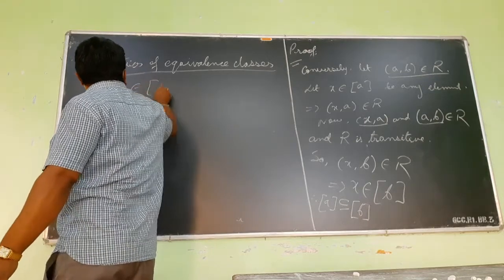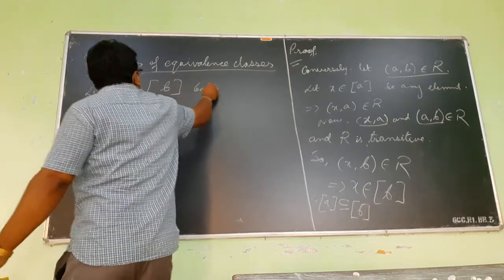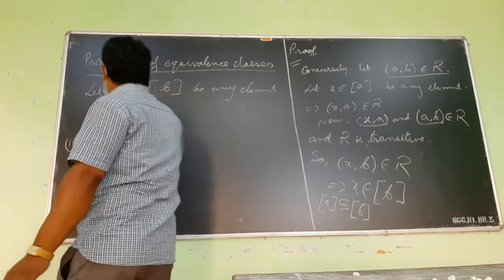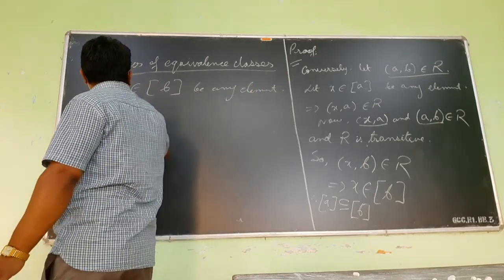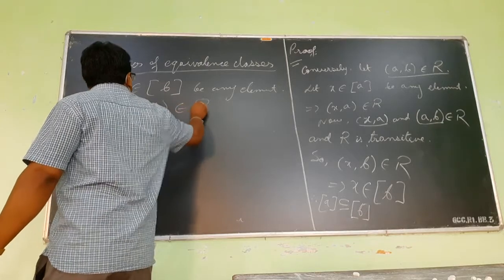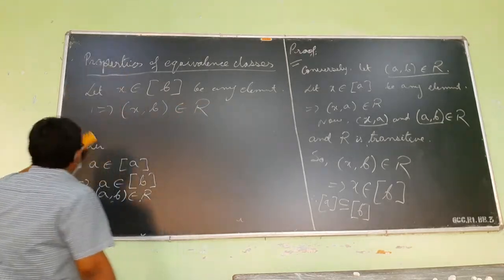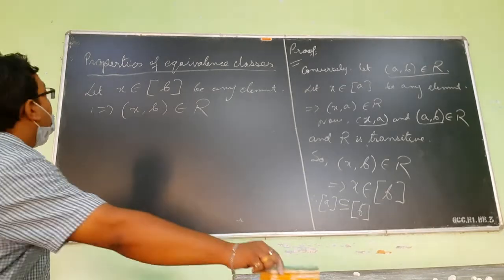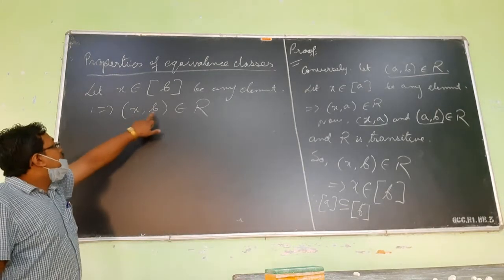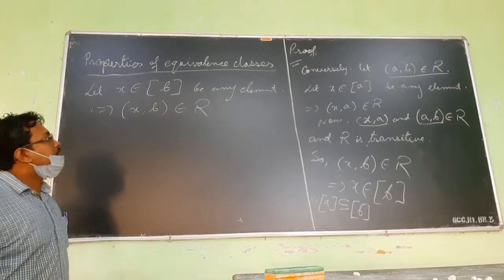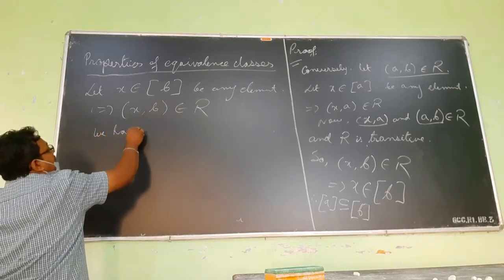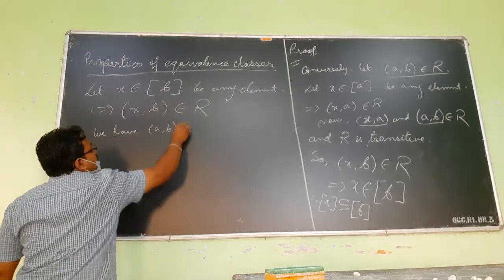We will take an arbitrary element from class B. Let x be any element. So this will imply that (x, b) belongs to R. What I have to show is that (x, a) also belongs to R. So how can I show that? We also have (a, b) belongs to R.